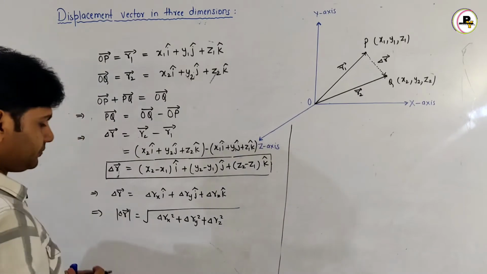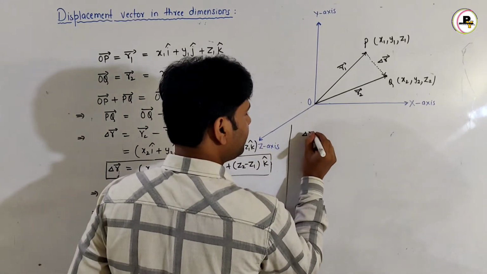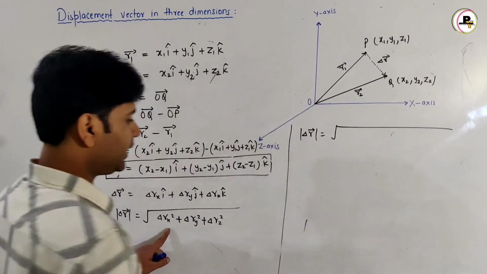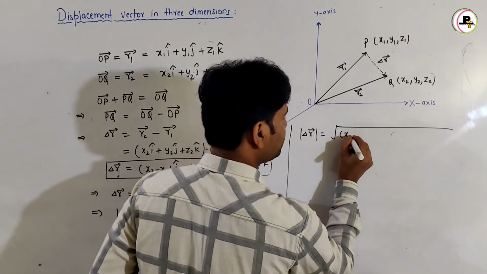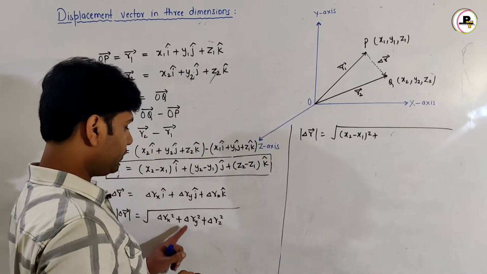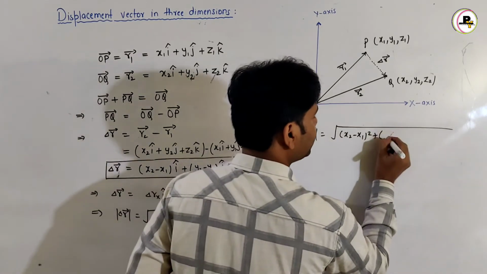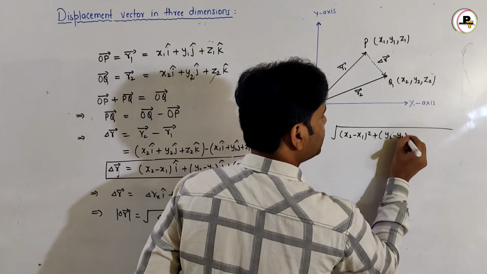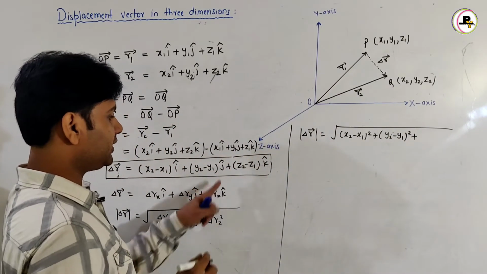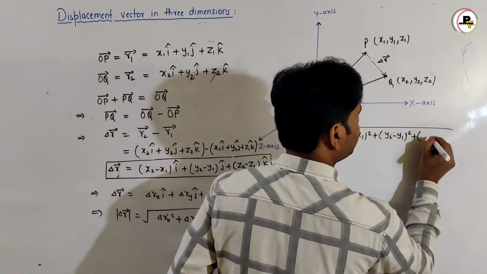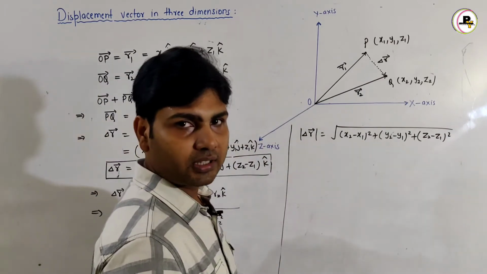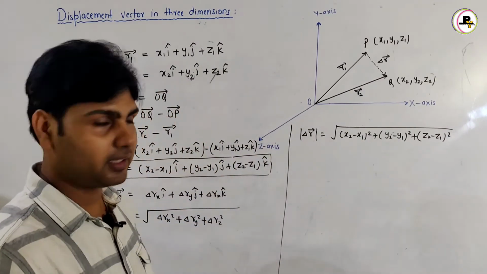Or I can write mod of delta r is equal to square root of, what is delta rx? It is x2 minus x1, so x2 minus x1 the whole square. What is delta ry? It is y2 minus y1, so y2 minus y1 the whole square, plus what is delta rz? It is z2 minus z1, so z2 minus z1 the whole square. This is the magnitude of the resultant vector, that is the displacement vector.